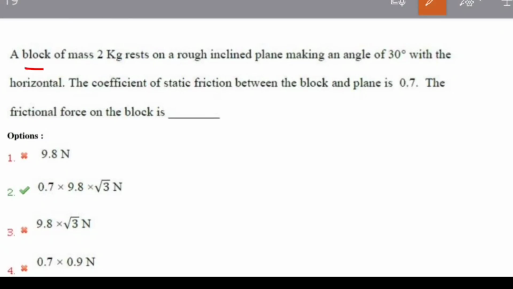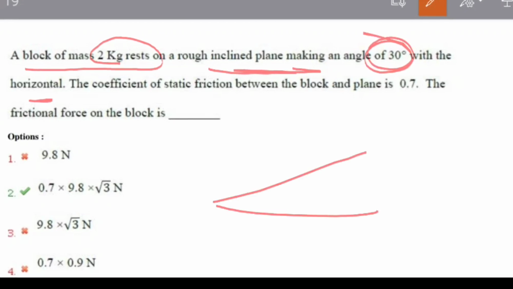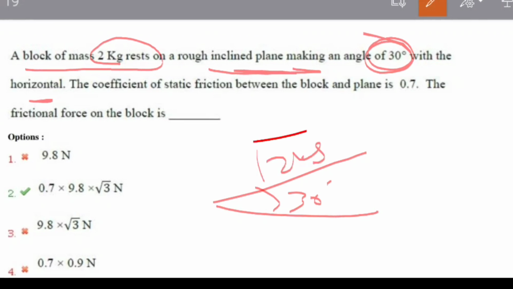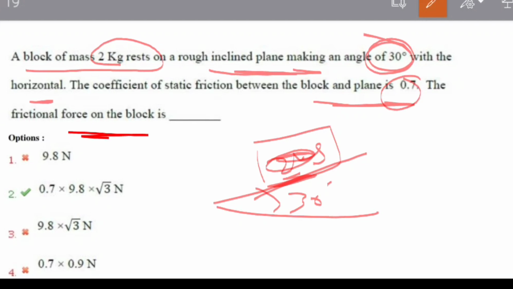Next question. A block of mass 2 kg, m equals 2 kg, rests on a rough inclined plane making an angle of 30 degrees with the horizontal. The coefficient of static friction between block and plane is 0.7. He is asking for the frictional force on the block.